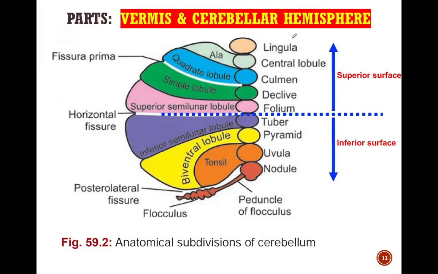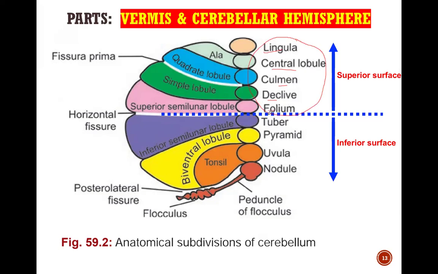Now, in the superior surface, you can identify the lingula, central lobule, culmen, declive, and folium. This is a very important thing that you have to remember, because each and every time the students don't remember these things. We have a trick to understand how to remember these things, so I will teach it later.